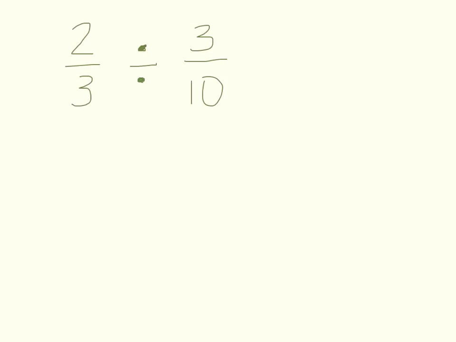Alright, so here we have 2/3 divided by 3/10. What you're going to do is the flippity flop. You're going to take this lovely second fraction and flip it upside down. So the 10's going to go up, the 3's going to come down, and it'll look something like this.